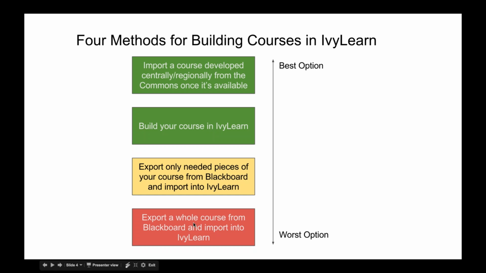The middle ground between dumping your entire course from Blackboard into IvyLearn and building it from scratch is exporting pieces and parts of your course from Blackboard and then importing that into IvyLearn and building the remaining pieces from scratch. That actually is what we imagine most people will do and is probably considered the best practice here, to really take only the necessary pieces from Blackboard and import that into IvyLearn rather than taking the whole course and dumping that into IvyLearn. And that's what we'll talk about today in the process that we show.